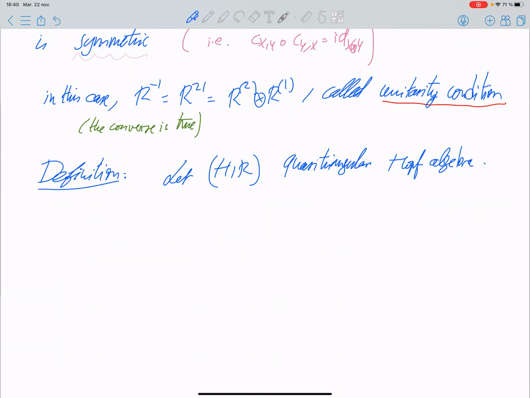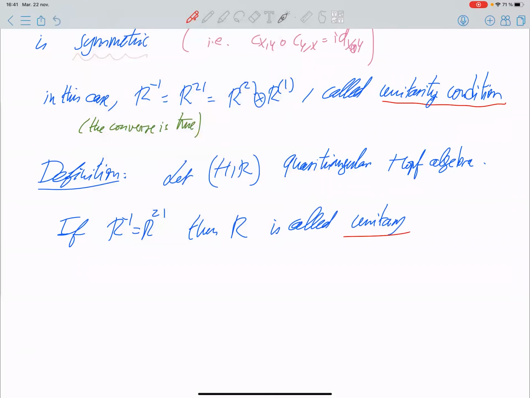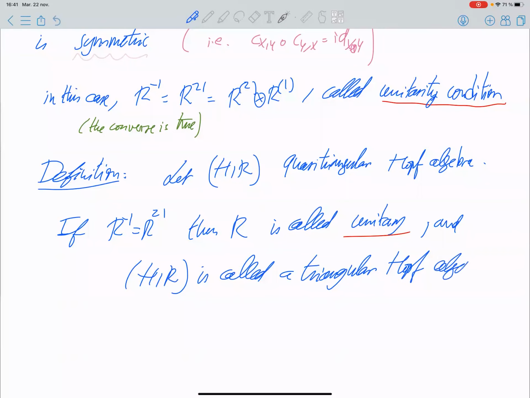So for a quasi-triangular Hopf algebra, if R inverse equals R21, then R is called unitary. So if it satisfies the unitarity condition, it's called unitary. And (H, R) is called a triangular Hopf algebra.